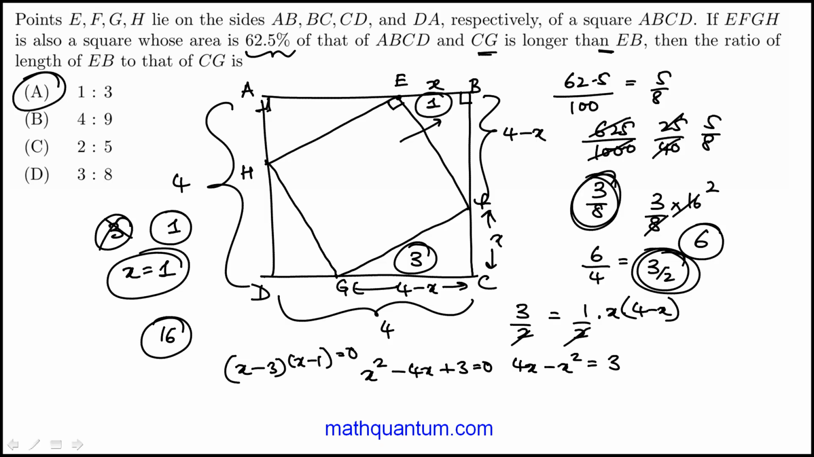You could also do it by Pythagorean theorem. I'll leave that to you. So for example, the area of the square would be 5/8 of 16. So that would be 10. And that means each side is square root of 10.